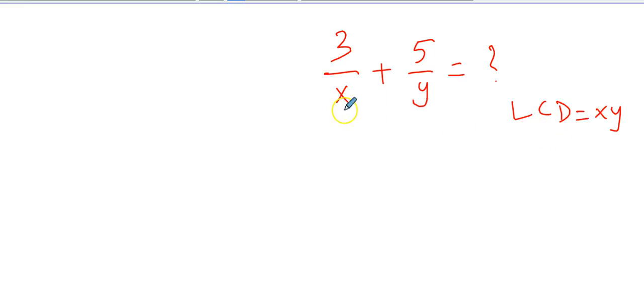Now this x I have to change as x times y. So how do you do that? Same. In the denominator I had x, I want y also, so I'll multiply x times y. So because I multiplied this denominator x with y, do the same thing to the numerator, 3 times y. Okay, so that's 3y.